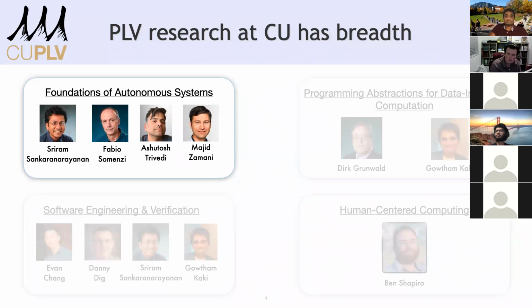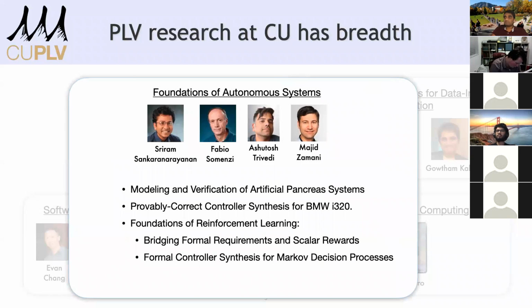Firstly, our research into foundations of autonomous systems is led by professors Sriram Sankaranarayanan, Fabio Somenzi, Ashutosh Trivedi, and Majid Zamani. They and their students collaborate on a lot of interesting projects, a few of which I've listed on the slide. The first one, which I'm going to talk about in detail in a few minutes, is modeling and verification of an artificial pancreas system. Another interesting project is by Majid Zamani and his students, where, in the TAC paper, they show that it's possible to synthesize a provably correct controller for a BMW 320i self-driving car using a set of tools and techniques that they developed in the lab.